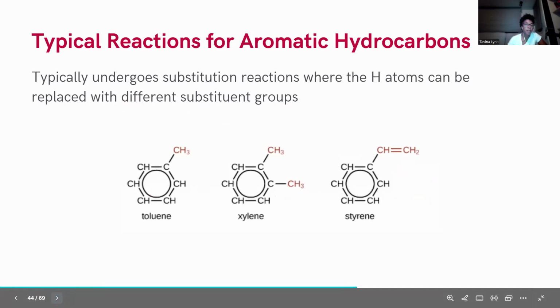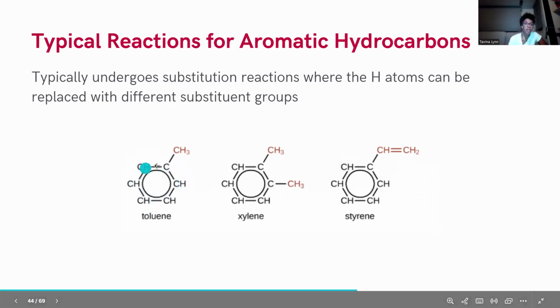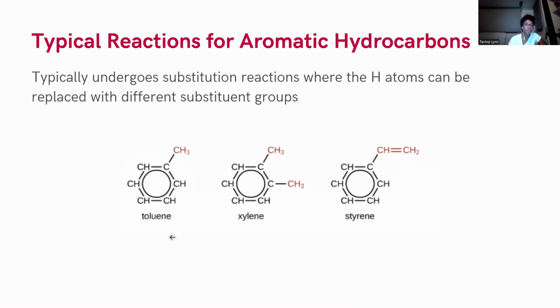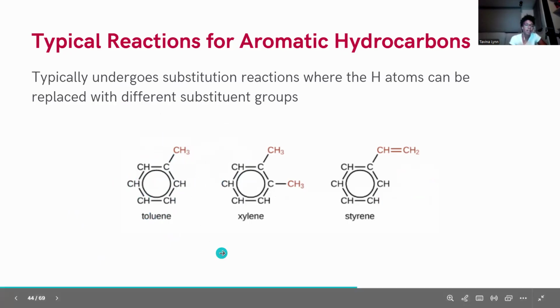Typical reactions for aromatic hydrocarbons. These are usually substitution reactions where the hydrogens can be replaced anywhere on this ring with different substituent groups. There's a whole body of research just on this. Like, what happens when we explore different functional groups, or the same functional group at different positions? That could literally be a whole PhD dissertation.